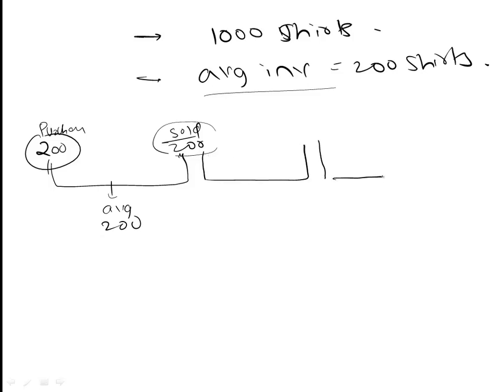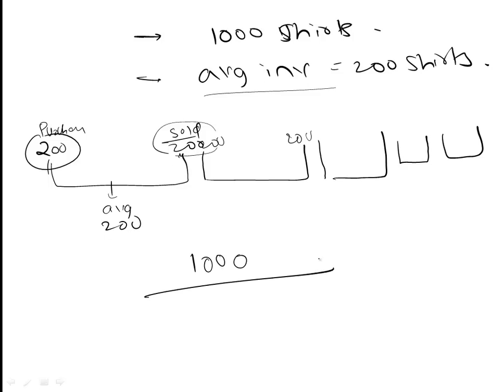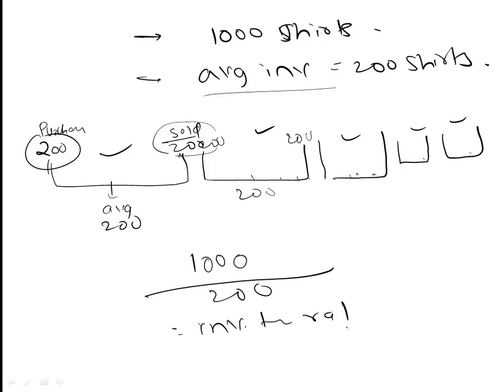Then he purchased again, sold again, purchased again, sold again. So the total amount of sales he has made is 1000 units, and at any point of time the average inventory that existed was only 200. Since this cycle has been repeated 5 times, we call this the inventory turnover ratio.